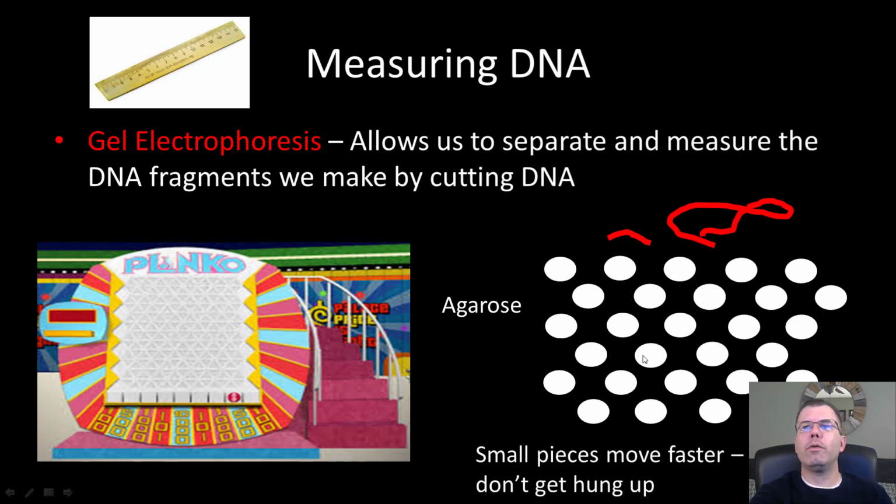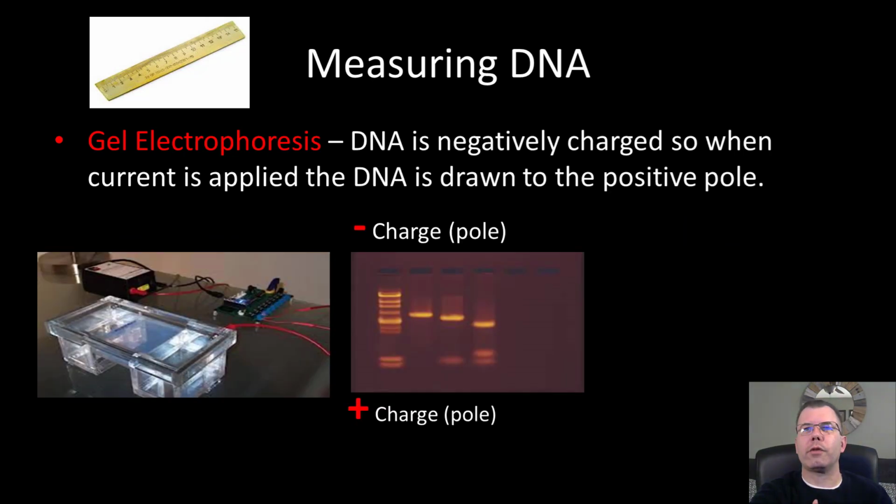Small pieces are going to move faster, they don't get hung up, and they can move much faster through the agarose gel. So think of those little agarose beads as the same thing as those little pegs in the board, and those little pieces can move much faster through, where the longer pieces kind of get tied up and move much slower through the gel. And that's how this process works.